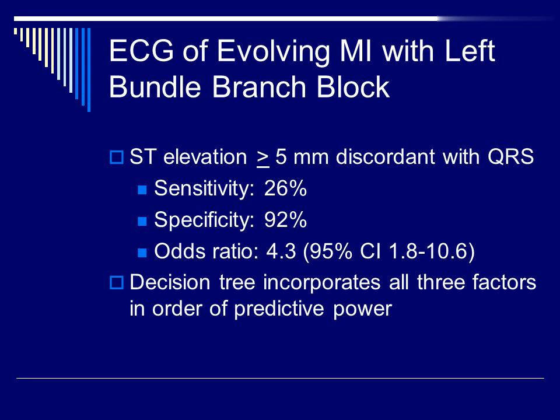ST elevation greater than 5 mm discordant with QRS. Sensitivity, 26%. Specificity, 92%. Odds ratio, 4.3, 95% CI 1.8 to 10.6. Decision tree incorporates all 3 factors in order of predictive power.